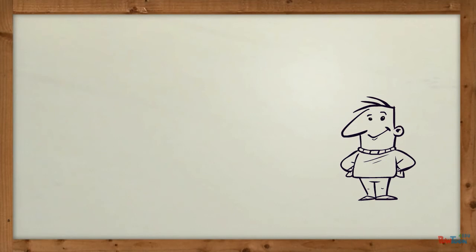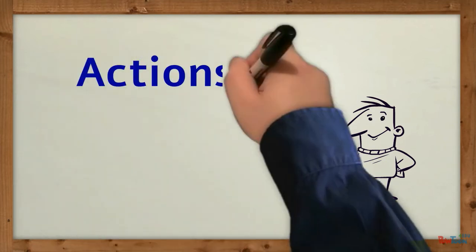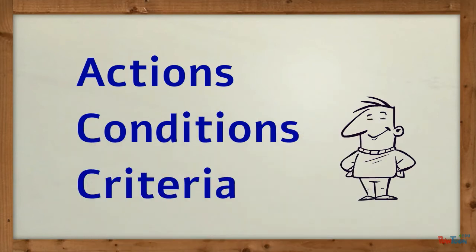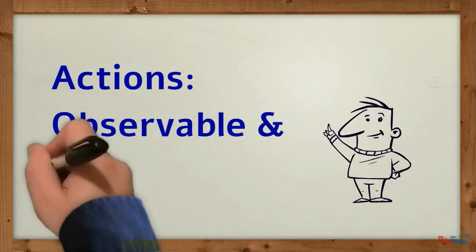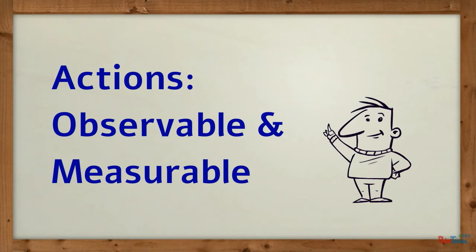Strong learning outcome statements clearly describe what actions the learners will be able to do, under what conditions, and the criteria for judging its success. Actions are best described in terms that are observable and measurable. This makes it easier to assess how well the learning outcome was achieved.